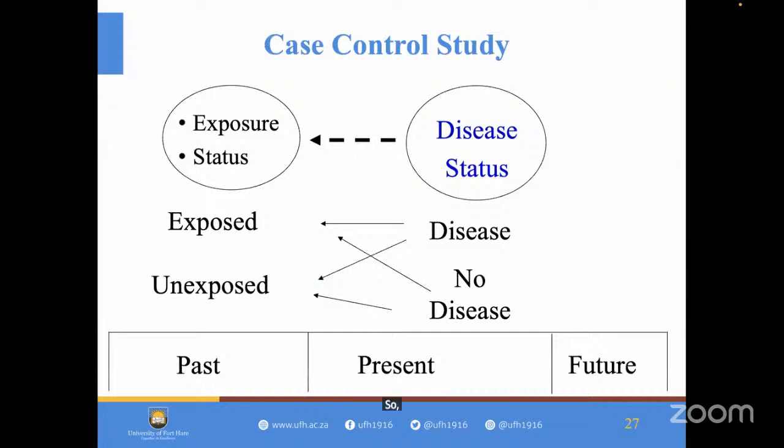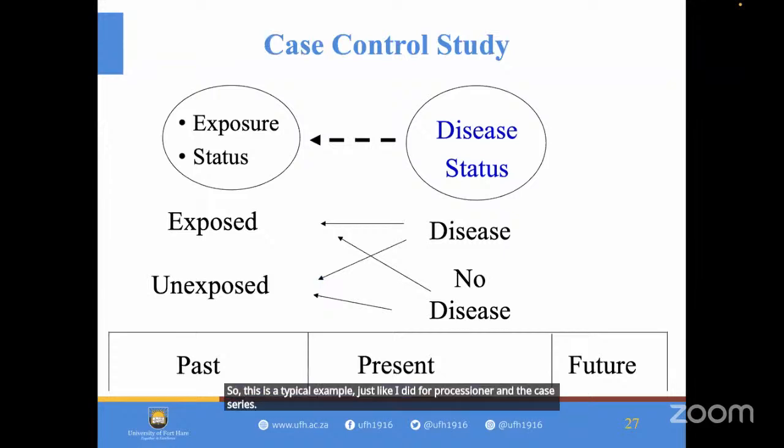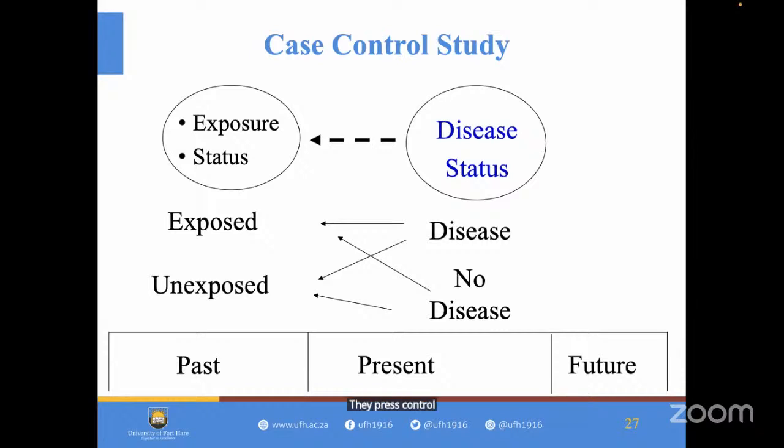So this is a typical example, just like I did for cross-sectional and the case series. The case control is a type of design that is happening at present and is being traced back to the past or history. So it's a retrospective study or design. The disease has already occurred, but you want to trace back to history or to the past the kind of exposure that may be linked to that particular disease.